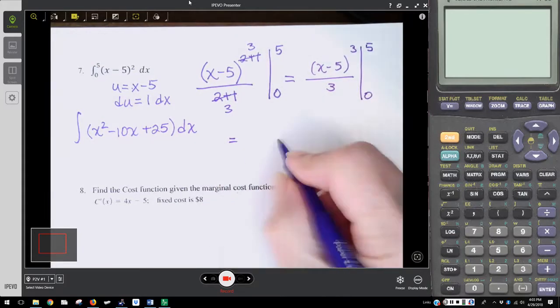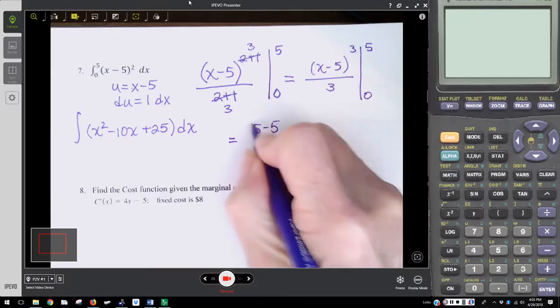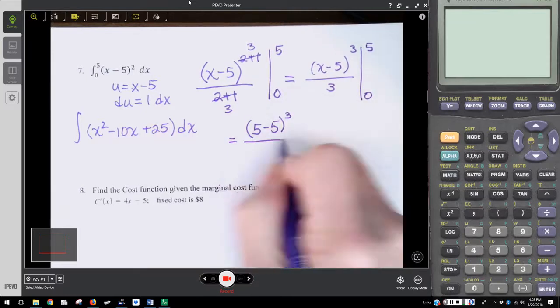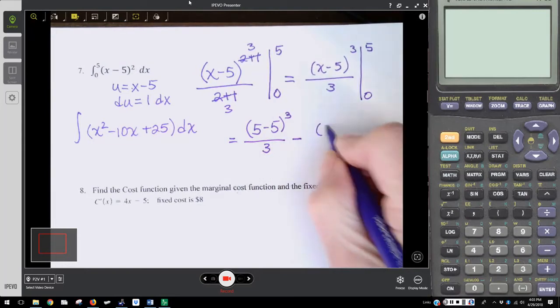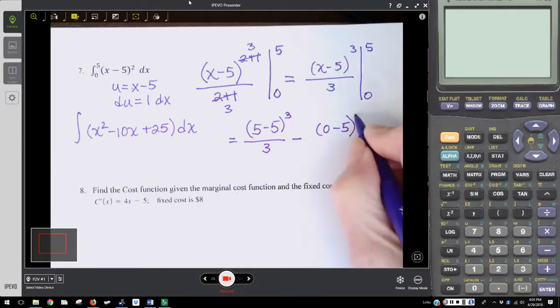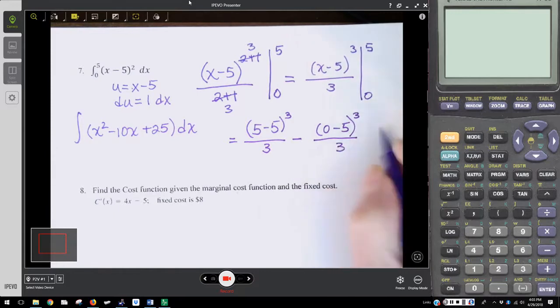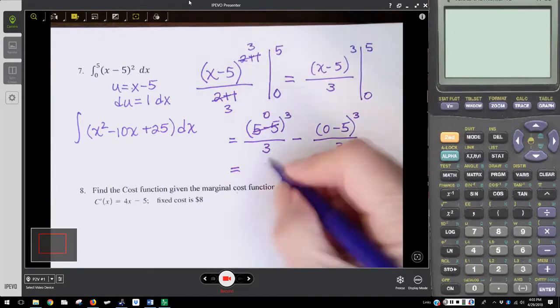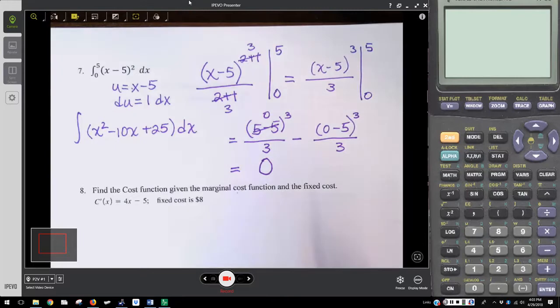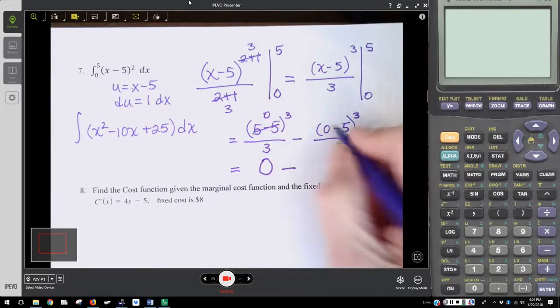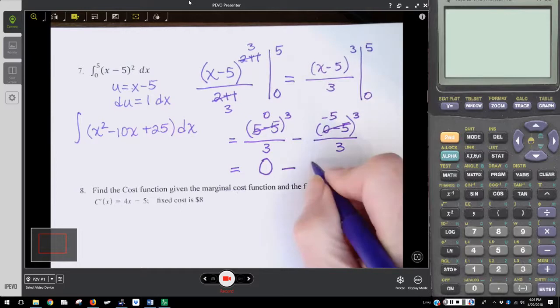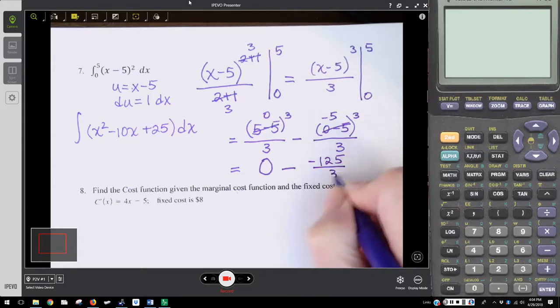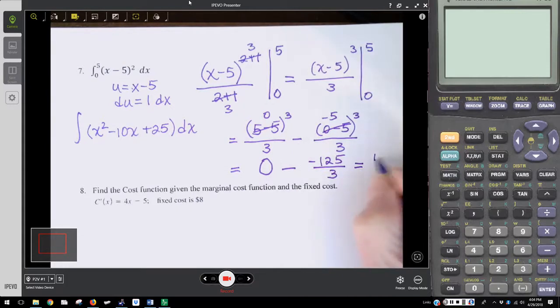So all you really needed to do from here was plug in 5. And then plug in 0. And 5 minus 5 is 0, and 0 cubed is 0, and 0 over 3 is still 0. Minus 0 minus 5 is negative 5, and negative 5 cubed is negative 125. And since negative times negative is positive, then your answer was 125 over 3, or you could write it as a mixed number or a decimal. And either one of those was fine.